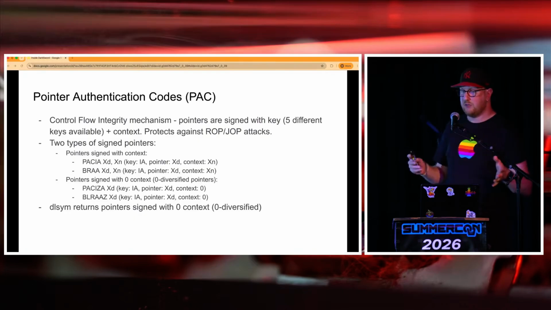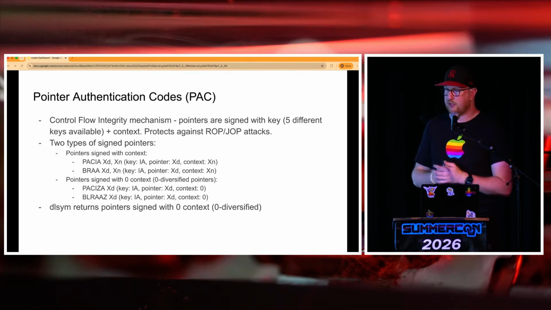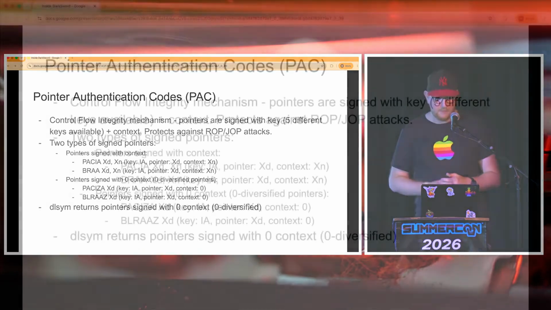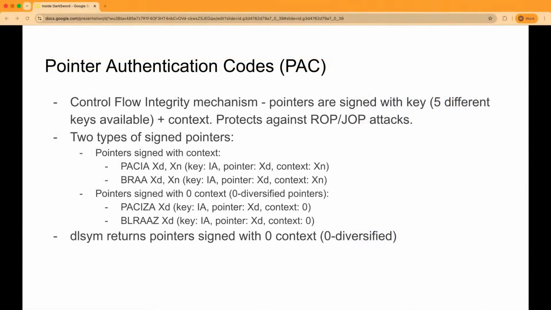The last mitigation we need to talk about is Pointer Authentication Codes, which has been talked about quite often. The basic idea is that we want to protect return pointers, jump pointers, or other pointers on the system with a cryptographic signature. And all of these different pointers are basically signed with 5 specific keys that are available on the system and a context. The idea behind the context is that you can sign a pointer that is coming from a specific function.